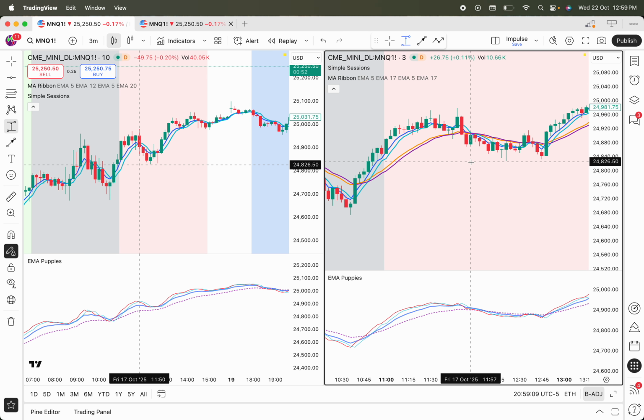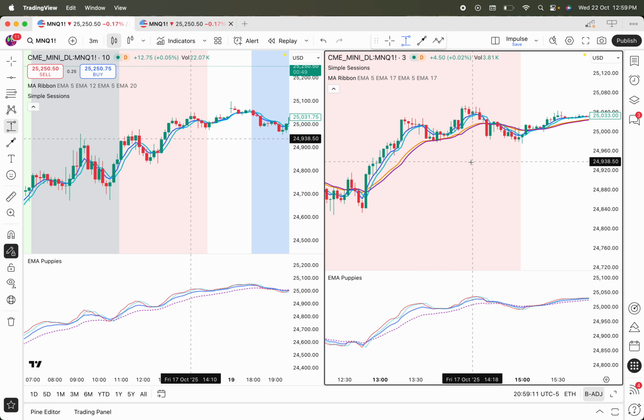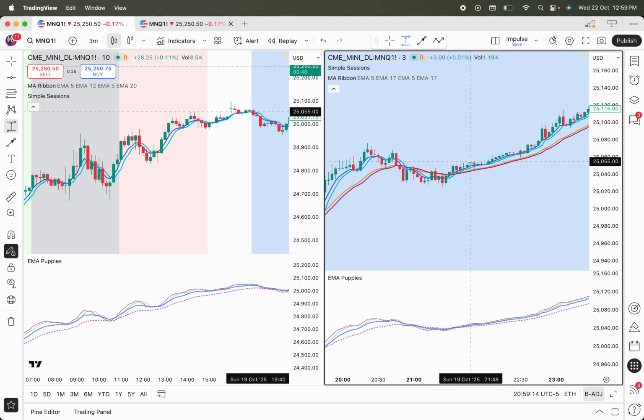Anyway, go and back test this, forward test this, have a play around. See what you reckon. There's a lot going on, but you'll work it out.